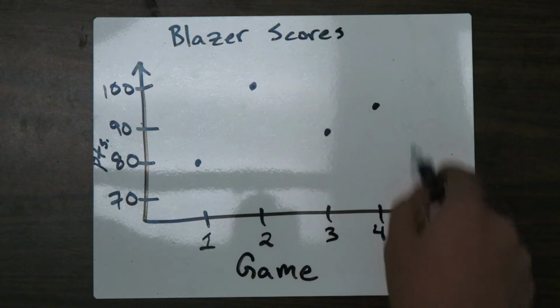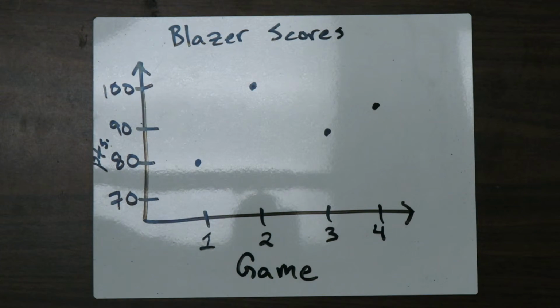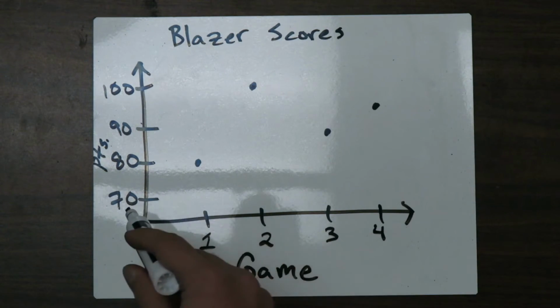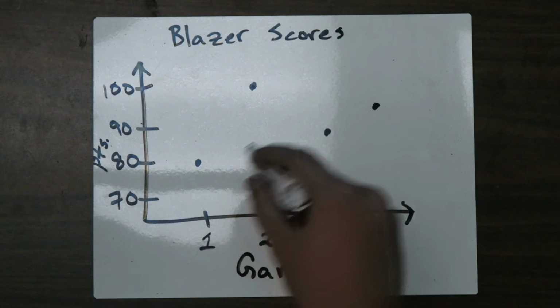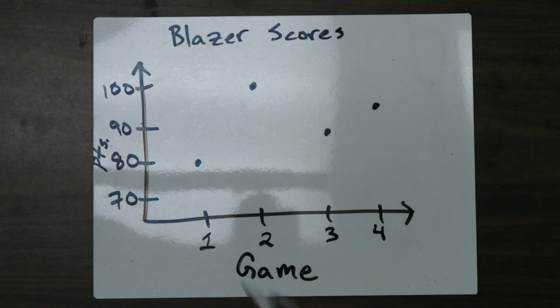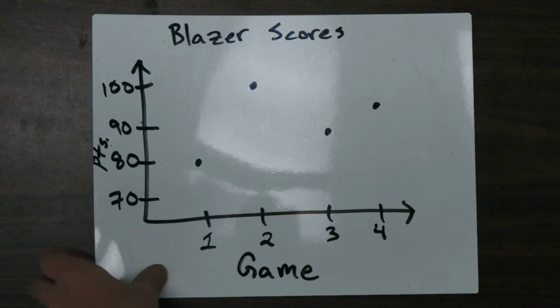The nice thing about a scatter plot is that it's useful when we have information like this that might fluctuate a lot. It might not be a steady trend going upwards or something like that. It might bounce around a lot. And so we might use a scatter plot to represent that kind of data.